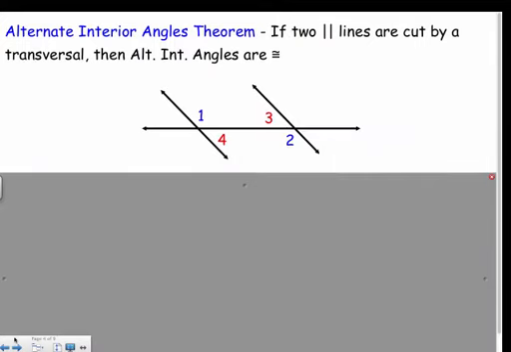Okay, we also have theorems. Basically, we use that postulate, and then we use vertical angles and some other things to prove these other theorems. So we're not going to go through all that. We're just going to tell you what the theorems are. So same type of thing.